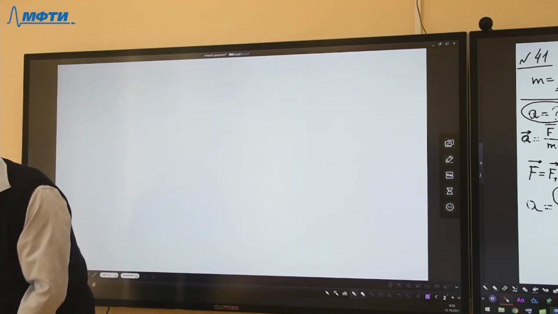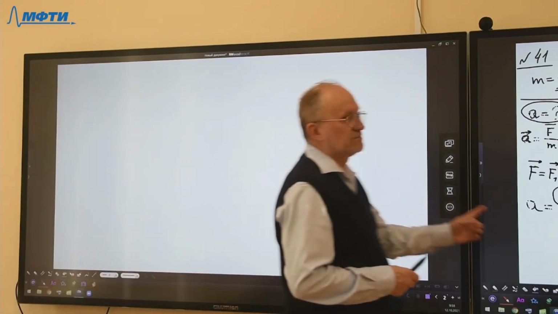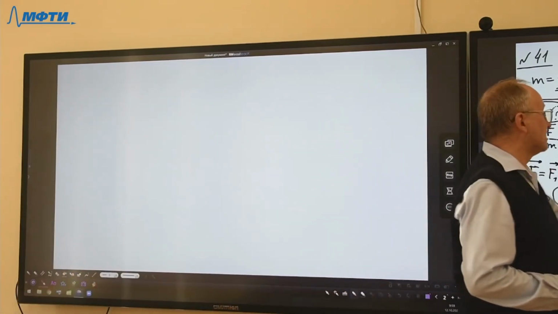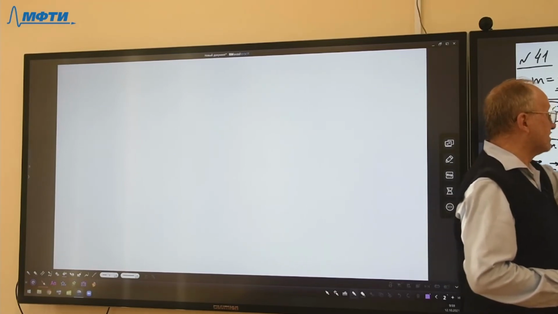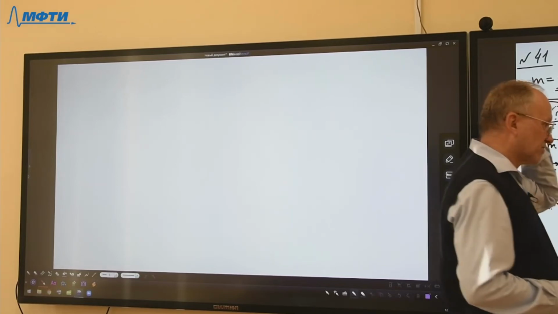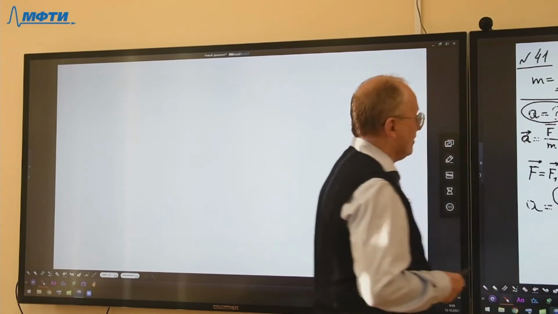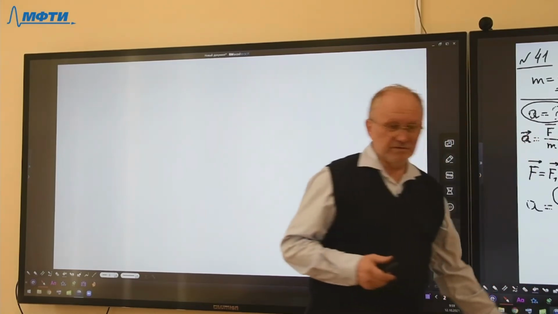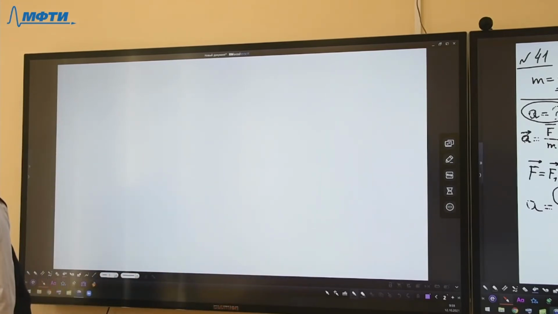Any questions regarding this problem? Do you understand how to find a net force? Just to find a vector sum of all forces. A vector summation of all forces. That's what you need to do. Okay, and then to use Newton's second law. One of the simplest problems.